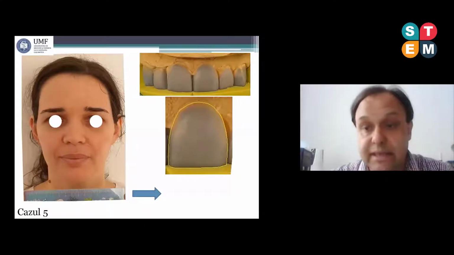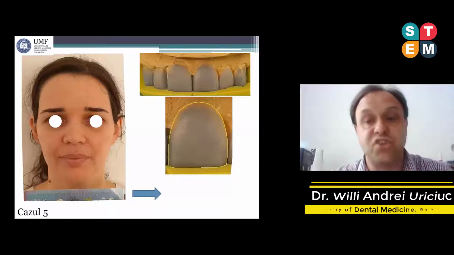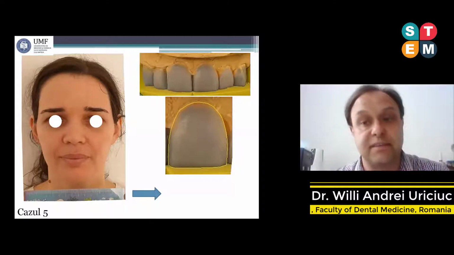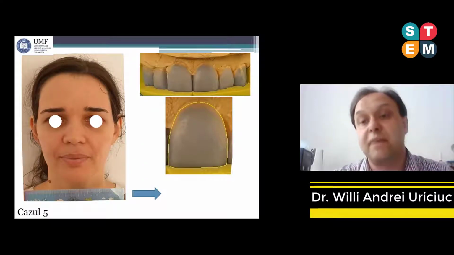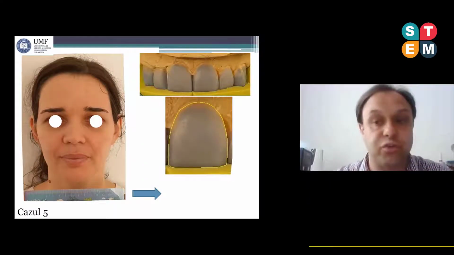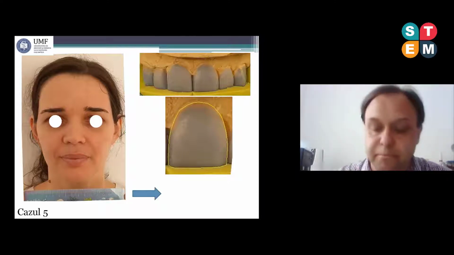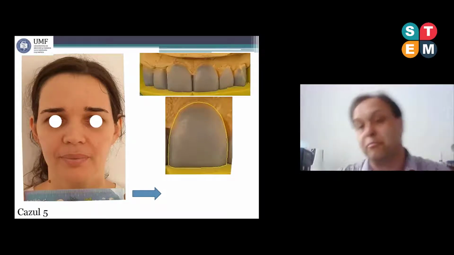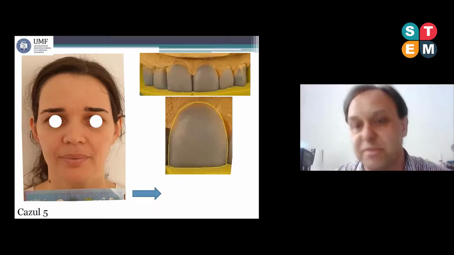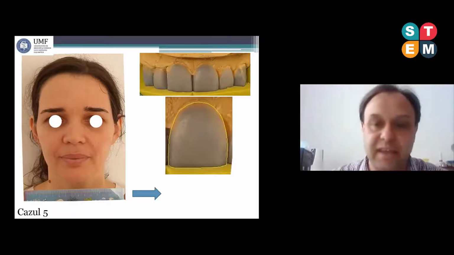And this is the case that I told you about. I finished the case yesterday. I tried to get some photos from the colleague who fixed the prosthetic works, but I don't have them. Maybe next year I will present you the result of the case.